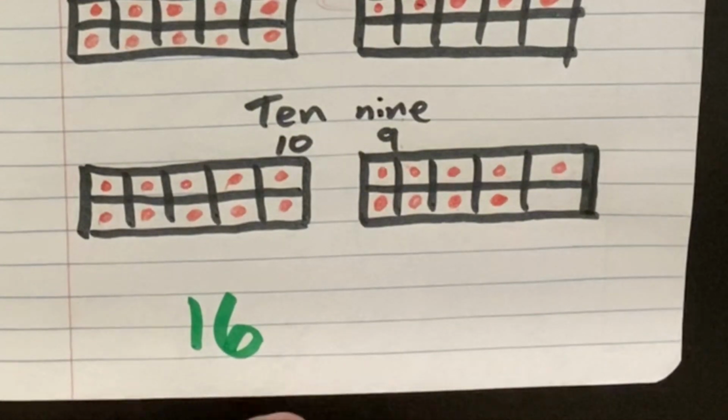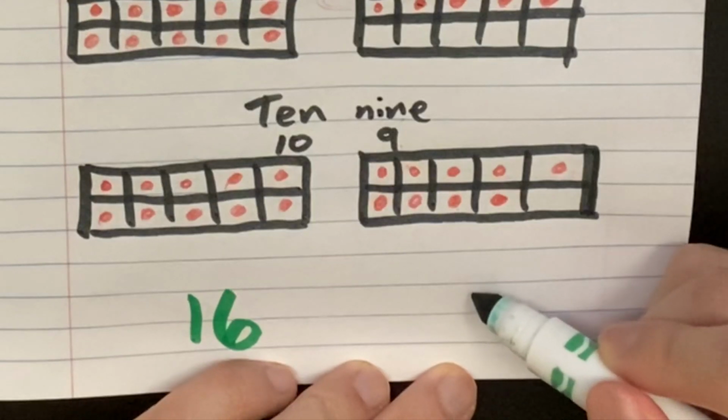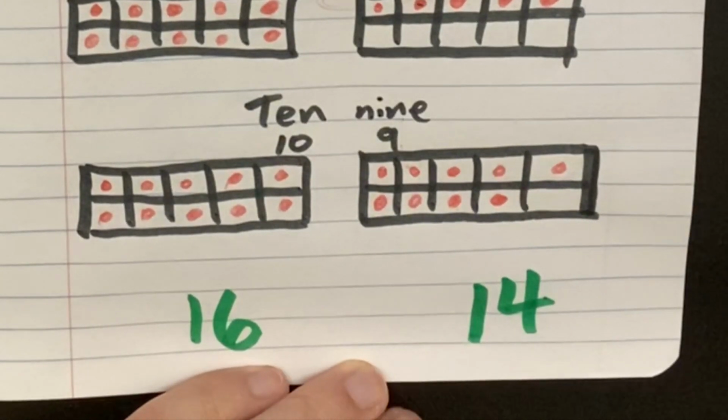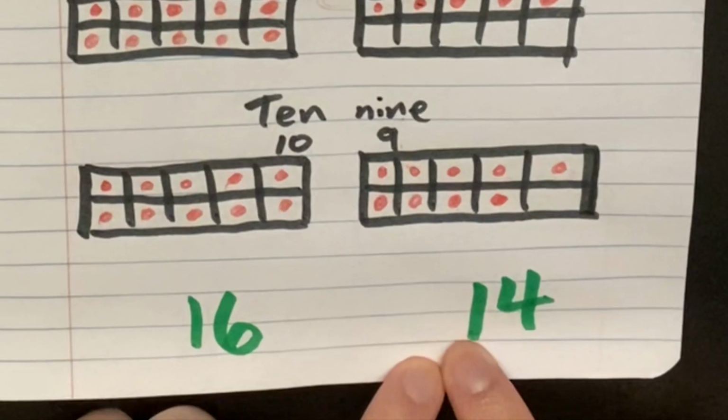All right, what about this number? Ready? How would you say the number 14 the say 10 way? Oh, I heard somebody say it. It would be 10, 4. Awesome.